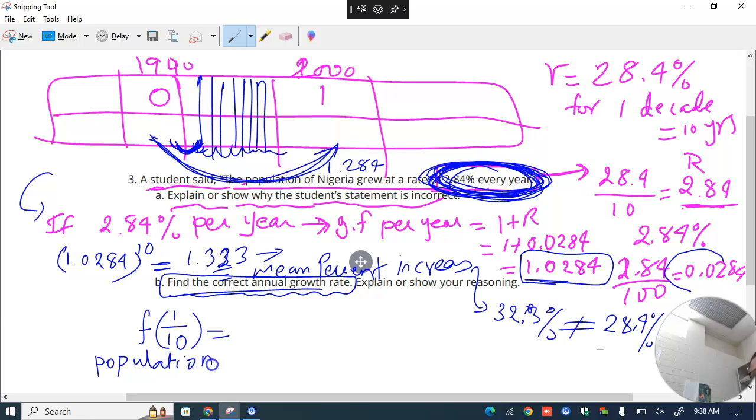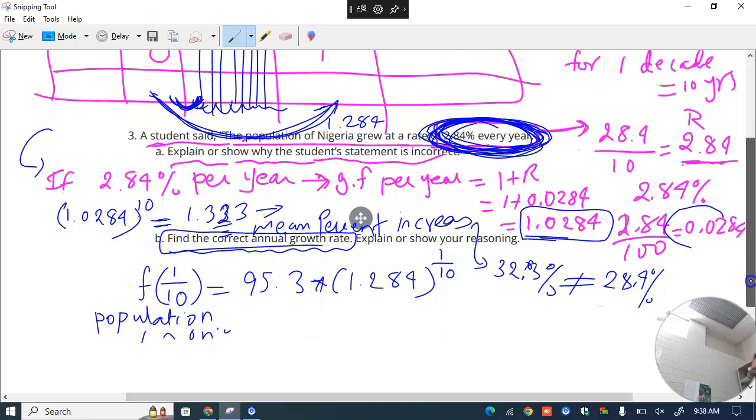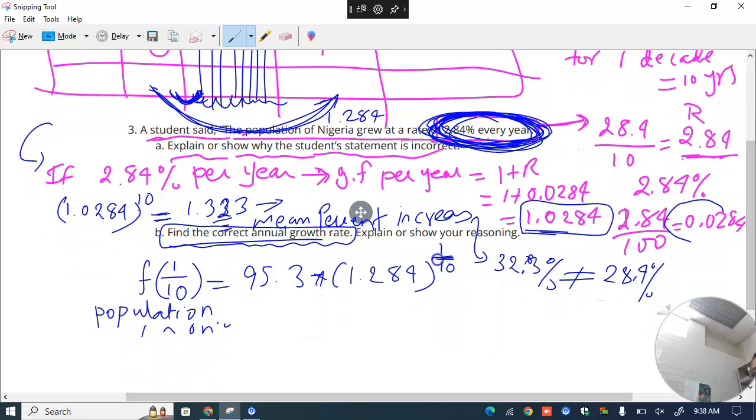population in 1 year. In the beginning it was 95.3 times 1.284 raised to the power 1/10. See, because it's like 1 year, 1 out of 10. So 1 year out of 10 years. That's the understanding. So this piece is so important. So that means you can work out, so we'll have to work out what this is. Let's see. I'll give you the answer already.